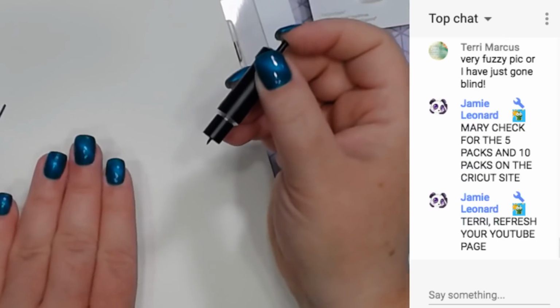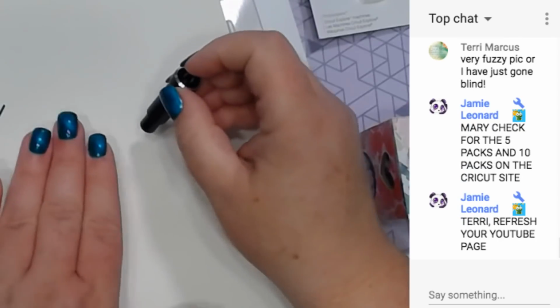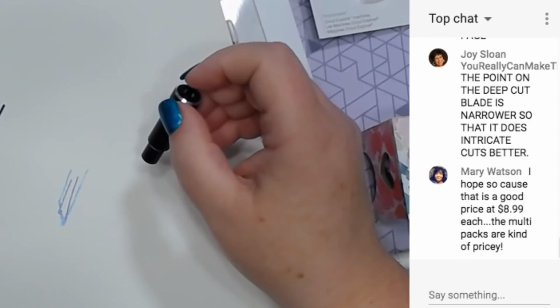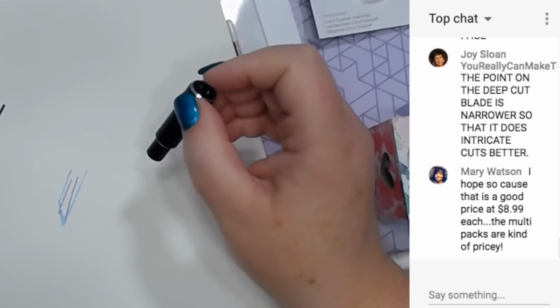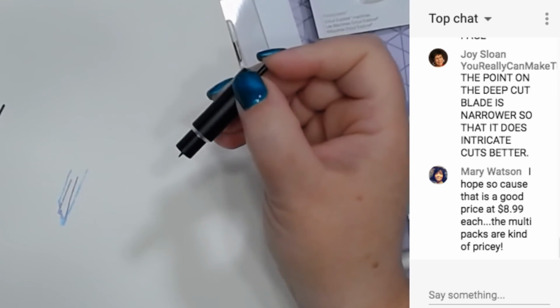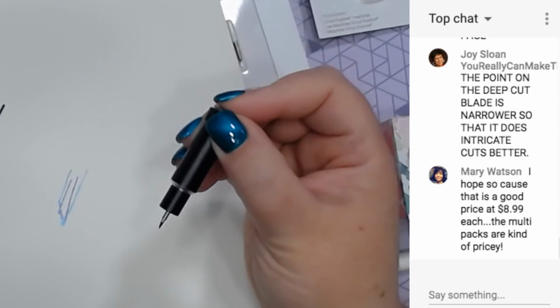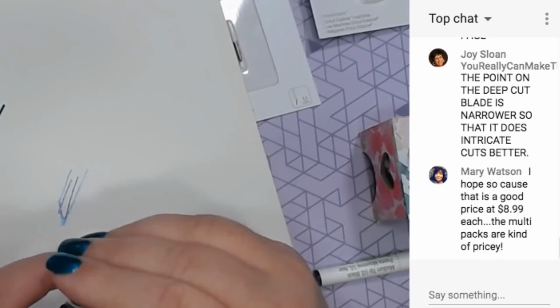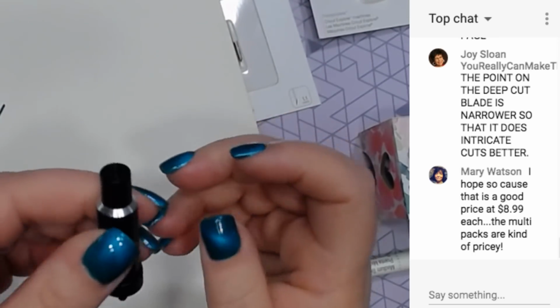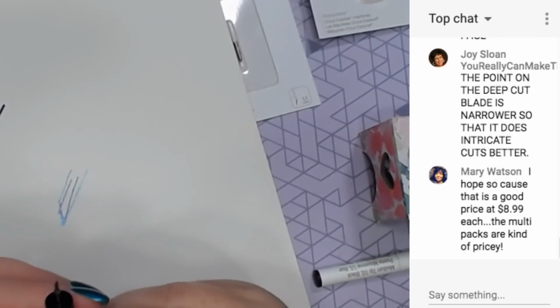So what the deep point blade does, it cuts thicker material. So if the material is thicker, it doesn't go deeper, it cuts it up higher. Yes, Joy, the point on the deep cut blade is narrower, so that you can do more intricate cuts better. So if you're cutting anything intricate, even vinyl, paper, anything, it's best to use the deep cut blade, even if you're not using it for the deepness of the cut.